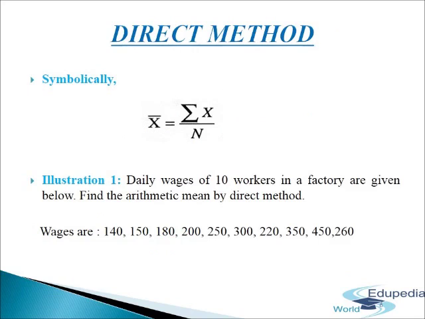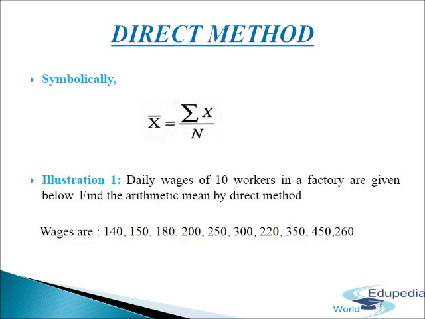First, we will start with direct method. Arithmetic mean under direct method is the sum of all observations in a series divided by the total number of observations. The quotient so obtained is arithmetic mean. Symbolically, it will be represented by the letter x with a dash above it equals sigma x divided by n. Let us understand with the help of the following illustration.